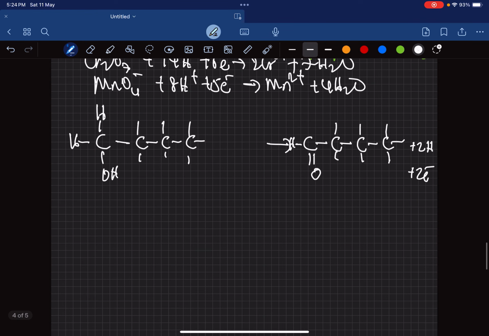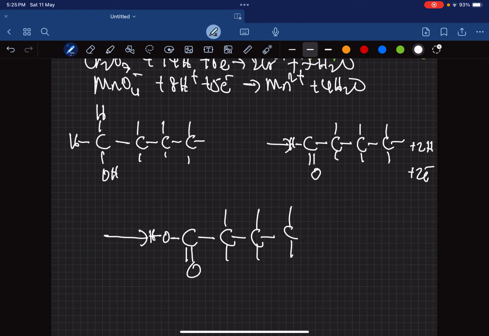But if the question does not mention whether it is sufficient oxidizing agent or limited oxidizing agent, then what happens is the primary alcohol gets oxidized directly to a carboxylic acid. And if it becomes directly carboxylic acid, you balance the equation like this. If it's an aldehyde, then it's 2 hydrogen plus 2 electrons. But if it's directly from primary alcohol to carboxylic acid, then it's 4 hydrogen plus 4 electrons. That's how you balance the equation.